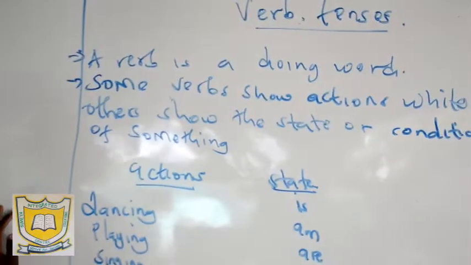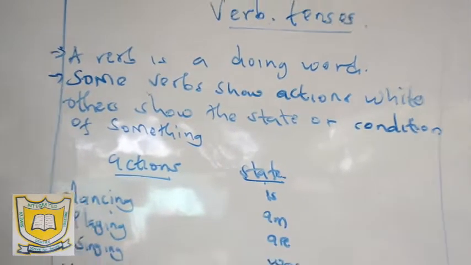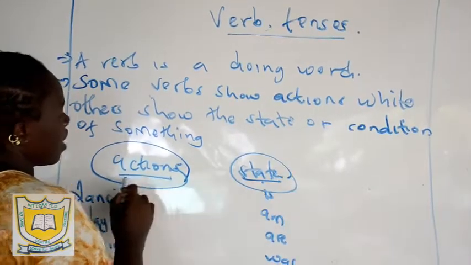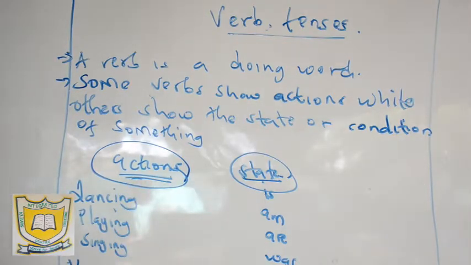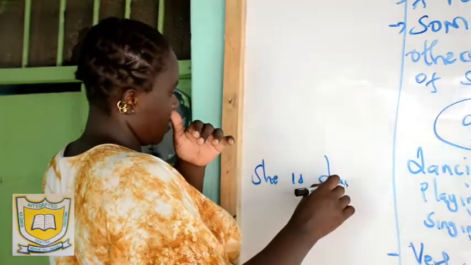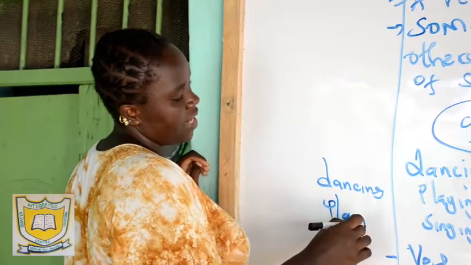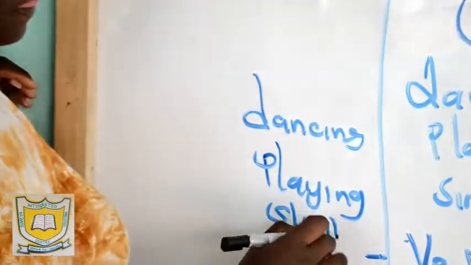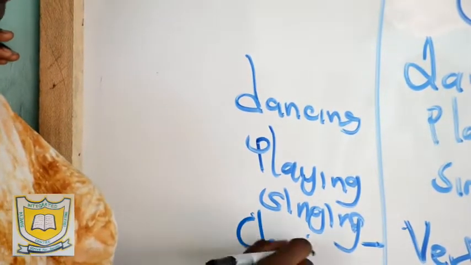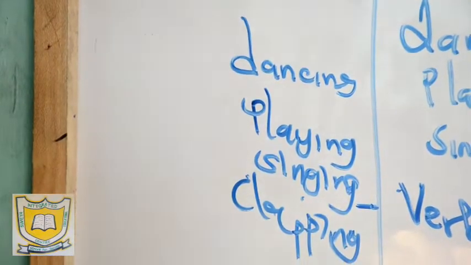Everyone knows a verb is a doing word. Some verbs show action while others show the state or condition of something. So verbs can show the state or condition of something, or verbs are simply actions. For example, I can say she is dancing. She is dancing. So for example, we can have dancing, playing, singing, and then we can have clapping.